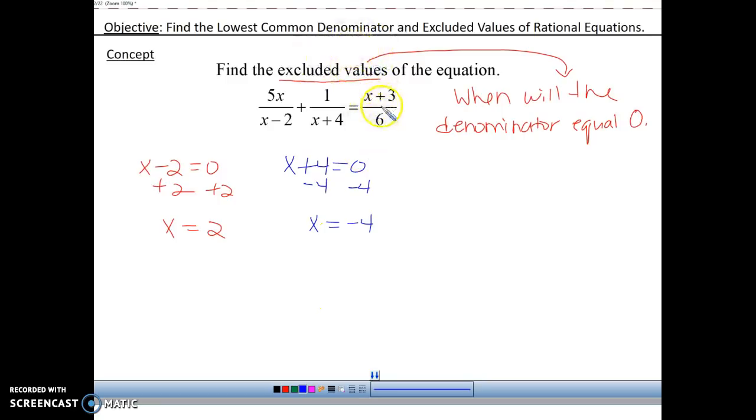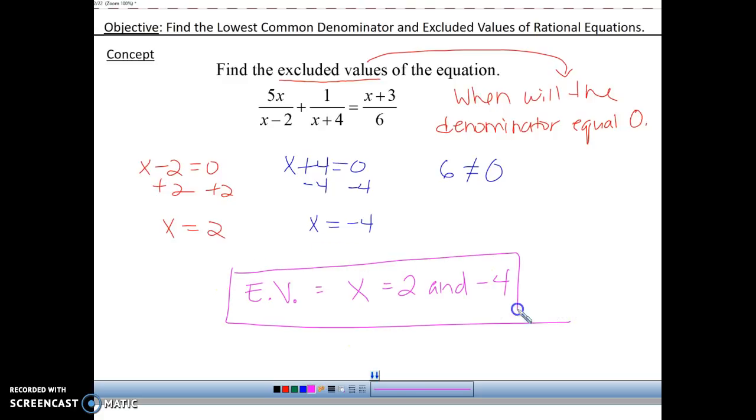6 doesn't have an x, so there's no way that 6 can equal 0, so there really isn't anything to do for that one. So your excluded values, which I'm going to abbreviate to EV, would be x equals 2 and negative 4, because that is when your denominator would be equal to 0.